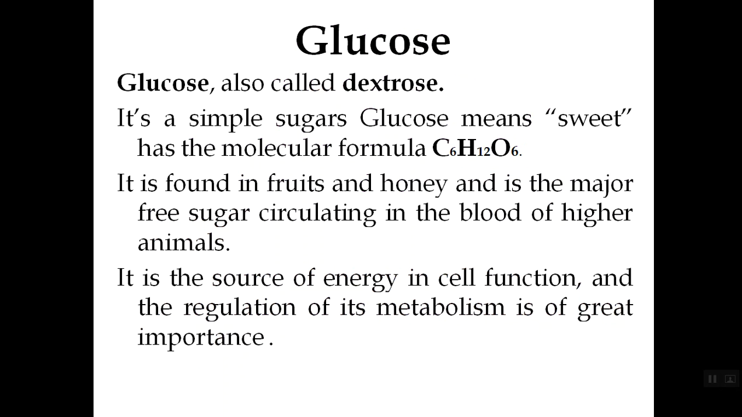Glucose is also called dextrose. It is a simple sugar. Glucose means sweet, since it is sweet in taste, and it has the molecular formula C6H12O6. It is found in fruits, honey, and it is the major free sugar circulating in the blood of higher animals. It is the source of energy in cell function, and the regulation of its metabolism is of great importance. Otherwise, we will face many health problems.